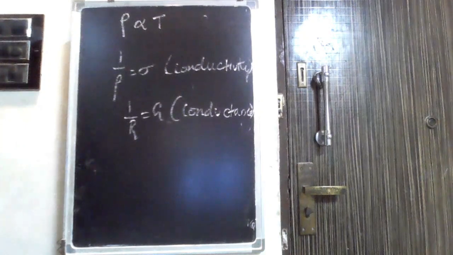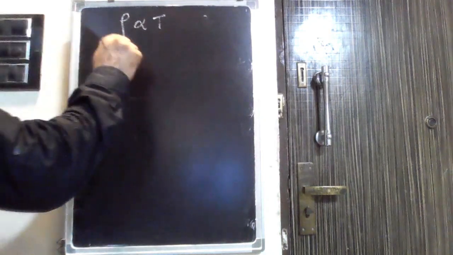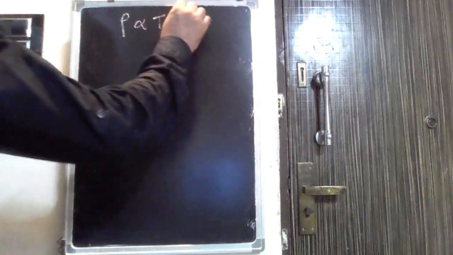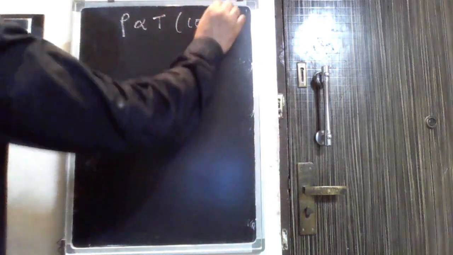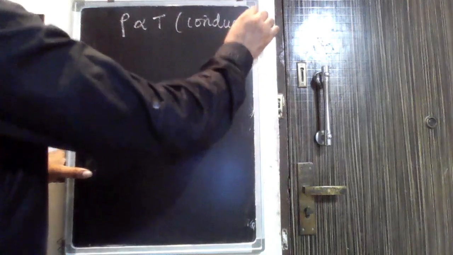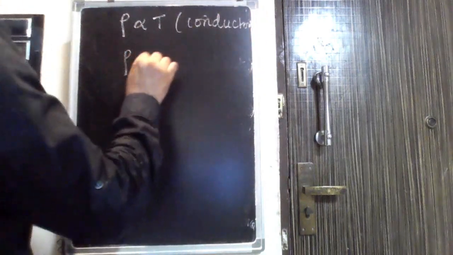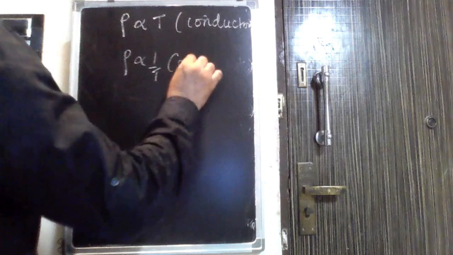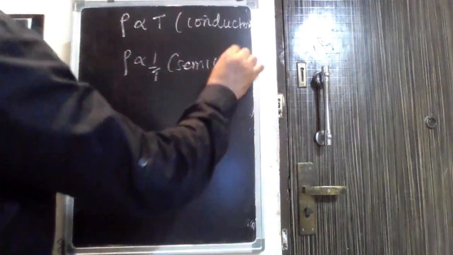Now resistivity and temperature are proportional, but there's a very important information you should know. Resistivity and temperature are proportional in conductors. Copper, silver, conductors, they are proportional. In semiconductors, resistivity and temperature are inversely proportional. So you got to be very careful now. This is for conductors like copper, silver, and it is inversely proportional to temperature in the case of semiconductors like diodes, transistors.